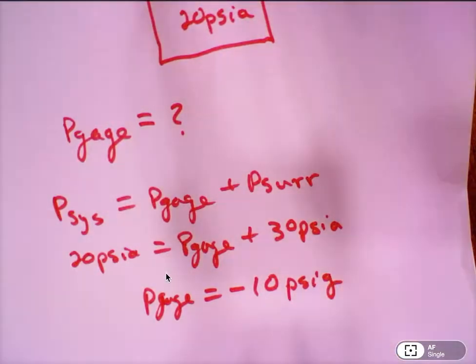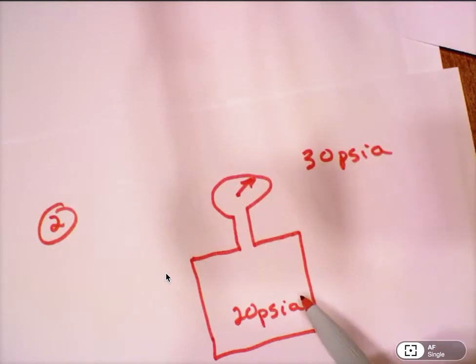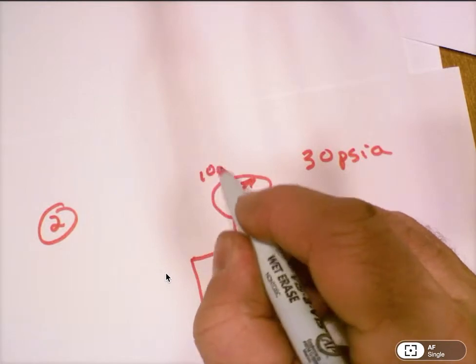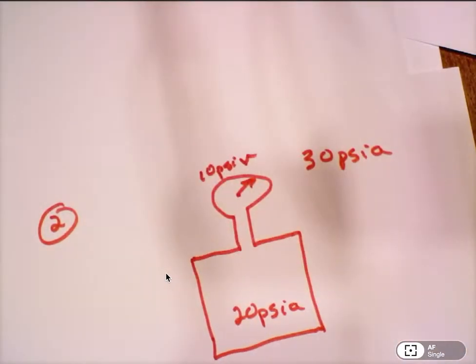PSIG. Well, it turns out that we don't usually use negative 10 PSIG as a term. Whenever you get a negative PSIG, we change the name to 10 PSIV. That's called a vacuum pressure, and a vacuum pressure means less than. So since 20 is 10 less than 30, this gauge would read 10 pounds per square inch vacuum.